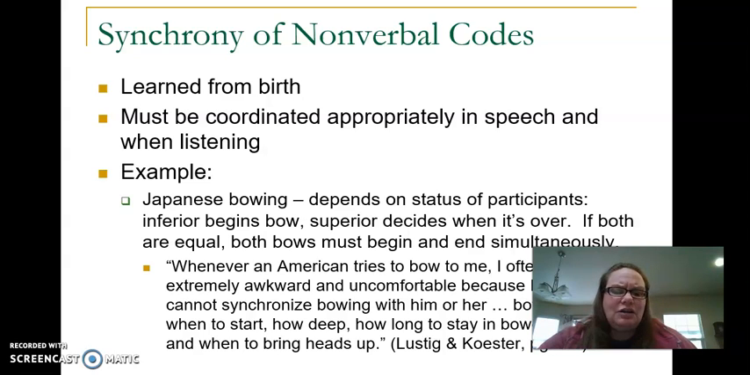Whenever an American tries to bow to me, I often feel extremely awkward and uncomfortable because I simply cannot synchronize bowing with him or her. Both must know when to start, how deep and how long to stay in bowed position, and when to bring heads up. And this is something that when I watch is kind of painful, actually, to watch people who are not Japanese try to bow with someone who is Japanese, because it's sort of like having an accent. You just can't get it exactly the same as the native speaker. Even though you're trying very hard, it can take a long, long time to understand those types of nonverbal codes.